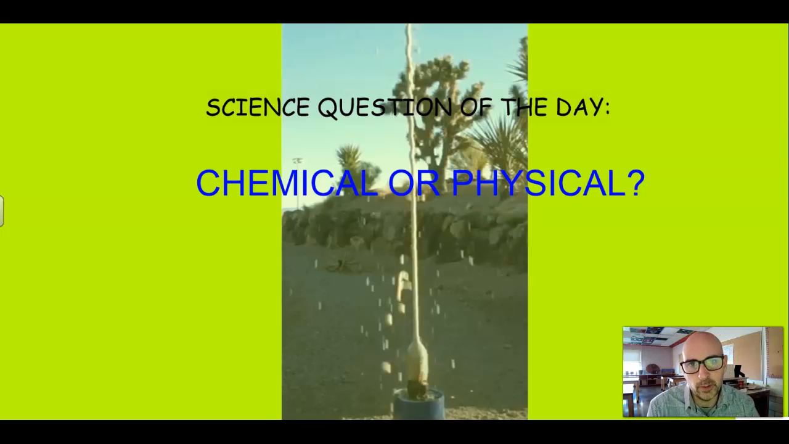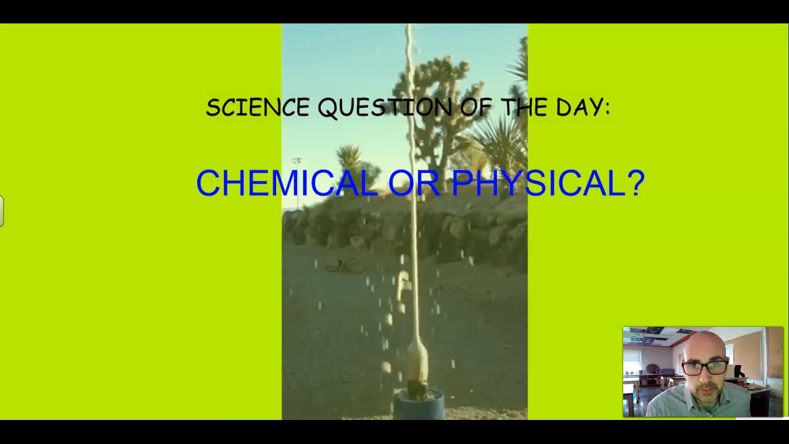Today we're continuing on with our properties of matter unit, and we're going to look at some of the states of matter. Now before we do, let's take a quick review of chemical or physical. Here's something that we see, and it's hard to decide sometimes. Is this a chemical or physical change that happens?